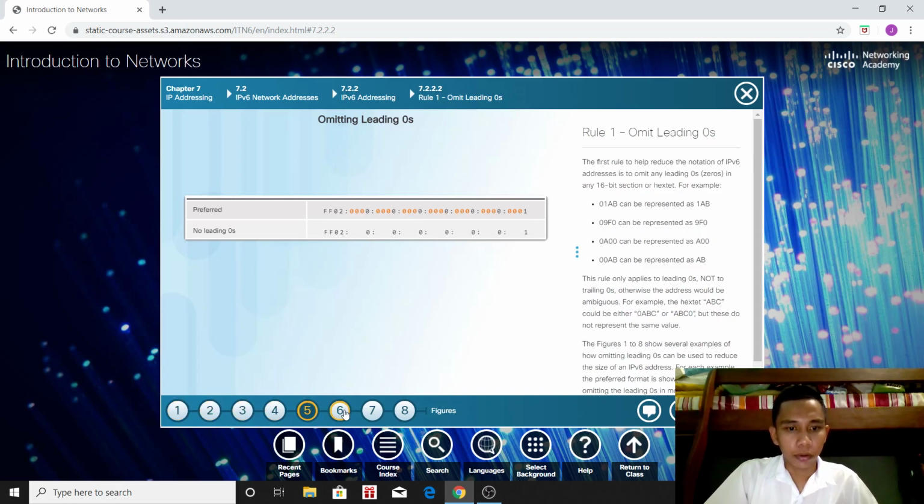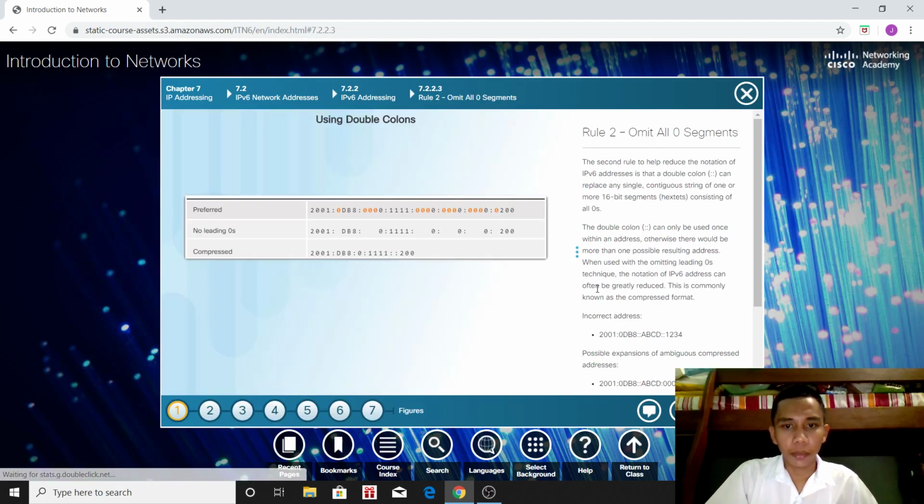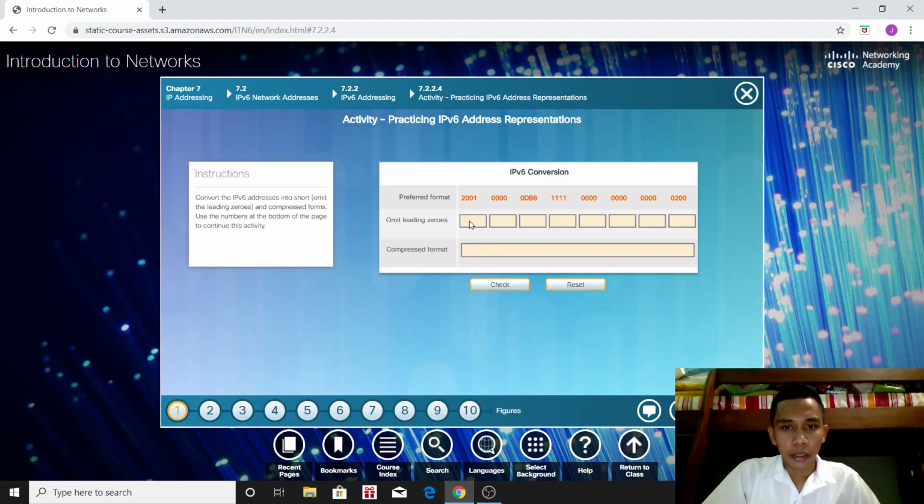So the next activity is practicing IPv6 address representation. So the instruction is convert the IPv6 addresses into short, omit the leading zeros, and compressed form. Use the numbers at the bottom of the page to continue the activity. This activity has preferred format, omit leading zeros, and compressed format.